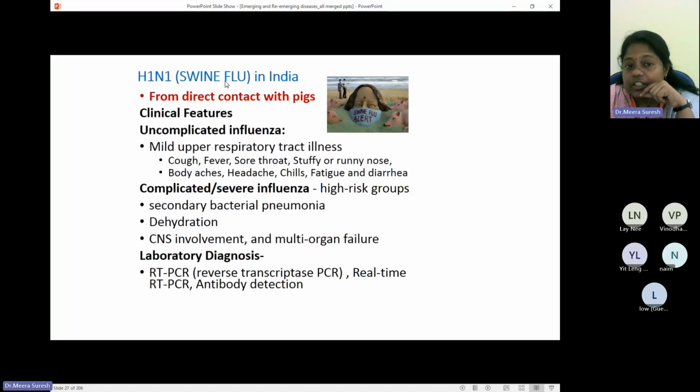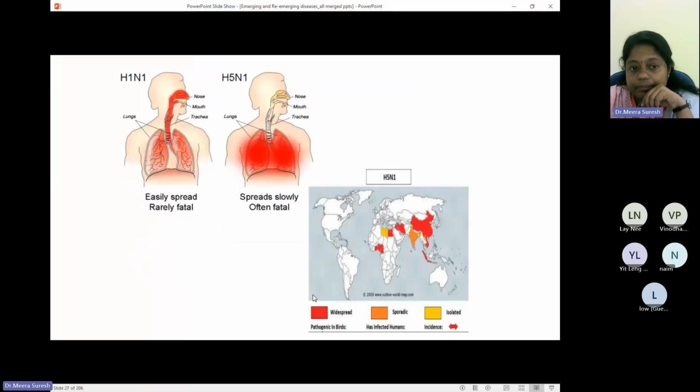Then H1N1, which is the swine flu in India, happened from direct contact with pigs. That's why the term swine flu. It was uncomplicated, mostly with mild upper respiratory tract illness. In the high risk group, it resulted in complicated or severe influenza, with bacterial pneumonia, CNS involvement, multi-organ failure, or sometimes even dehydration. For lab diagnosis, we could use RT-PCR, the reverse transcriptase PCR, or real-time RT-PCR, and antibody detection.